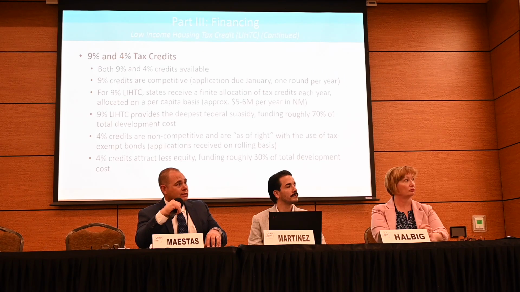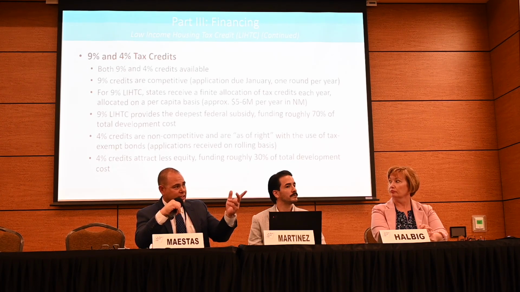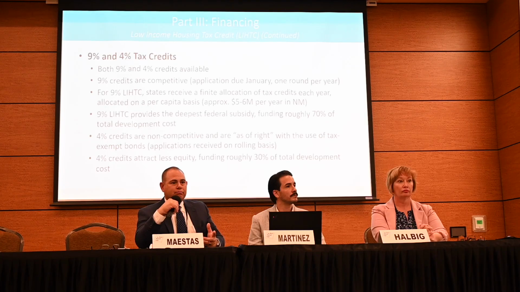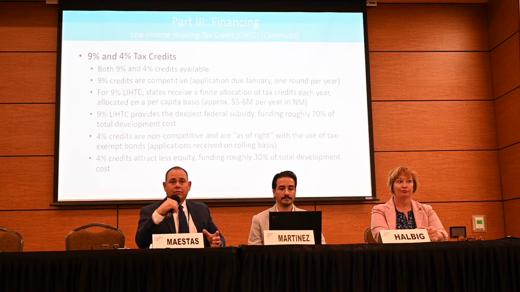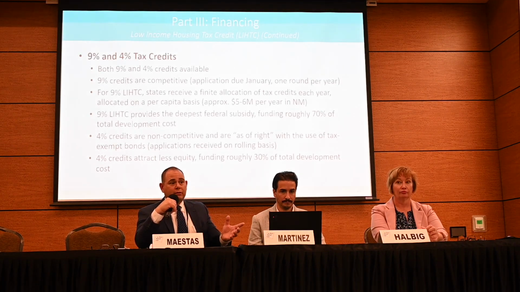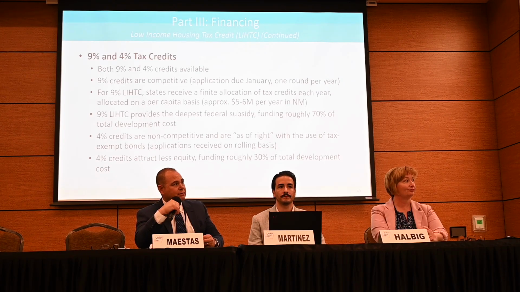For the 9% LIHTC, states do receive just a limited amount per year, and again, between 5 and 6, we were 5.8 last year. And the 9% LIHTC has the most value. It provides the deepest subsidy. It can fund up to 70% of a total development cost of a project. So that's huge. That's a lot of money that doesn't have to be borrowed because it comes in as equity from the sale of those tax credits.